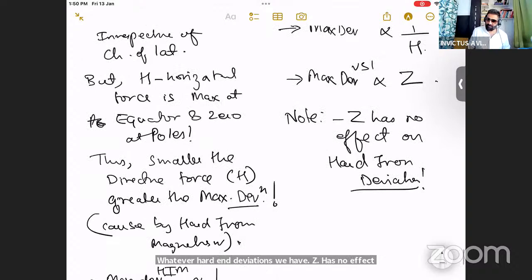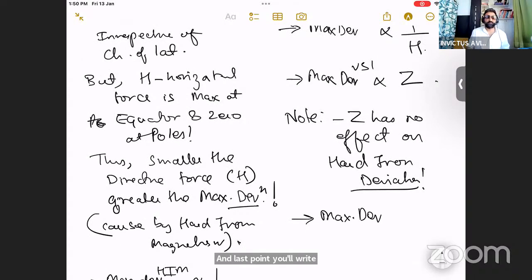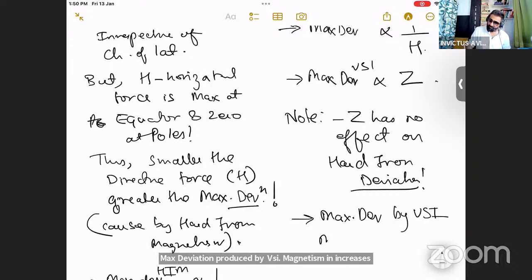And last point you will write, max deviation produced by VSI magnetism increases towards the poles. Why? Because Z increases towards the poles.